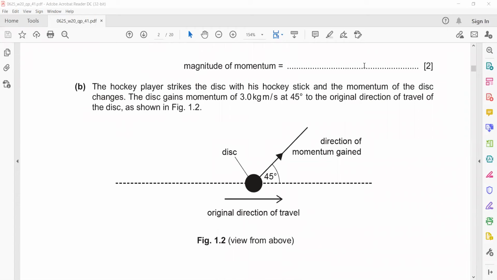The next part, a hockey player strikes the disc with his hockey stick and the momentum of the disc changes. The disc gains a momentum of 3 kilogram meter per second at 45°. So basically this is a new momentum which is 3 kilogram meter per second at an angle of 45° to the original. And what was the original momentum which we calculated? The original momentum was 2.4 kilogram meter per second, in this direction.